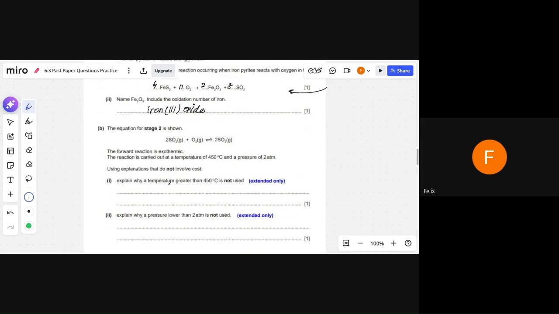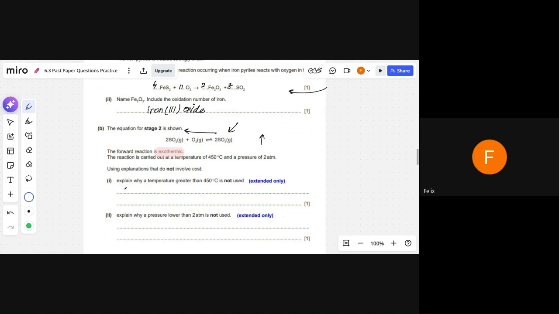Okay, so explain why a temperature greater than 450 is not used. Now this is a question that is related to equilibrium, right? This is an exothermic reaction, you see. We are interested in getting sulfur trioxide, and it is a product. So if we increase temperature on an exothermic reaction, it's going to shift towards the left side, and this will decrease the yield of sulfur trioxide.